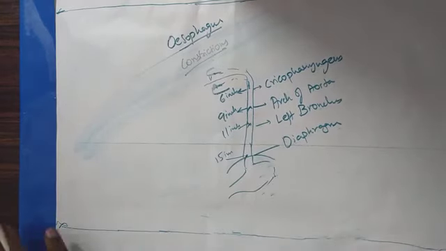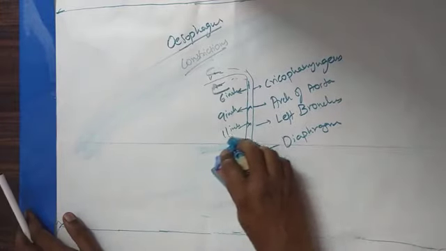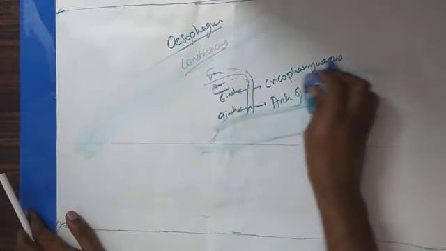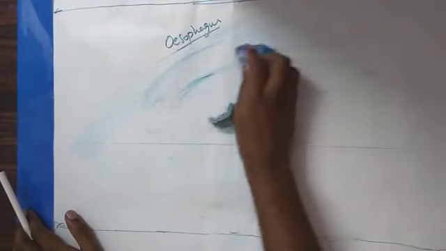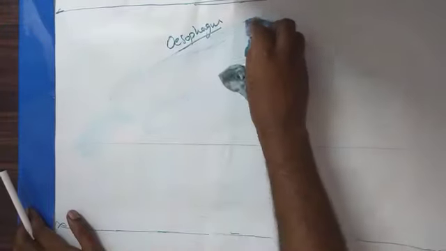Then coming to the relations of these different parts. For these relations, we can divide them into cervical relations, then the relations of the thoracic region, then the relations of it in the abdominal region. First in the cervical region, what are the relations of it in the cervical region?